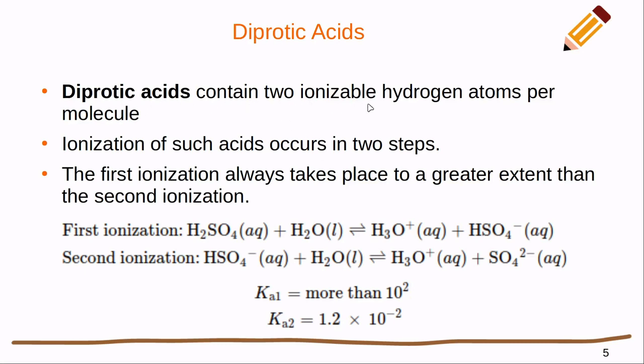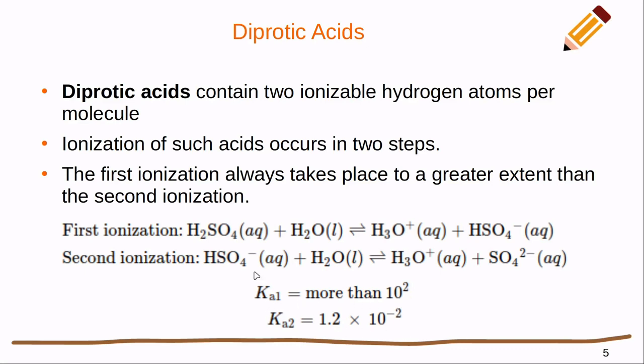Diprotic acids contain two ionizable hydrogen atoms per molecule. The ionization of such an acid occurs in two steps. The first ionization always takes place to a greater extent than the second ionization. So here we have the sulfuric acid example. It has two protons that are acidic. It's able to give away the first one, and then it's able to give away the second one. The conjugate base of the initial acid is able to donate a second proton.